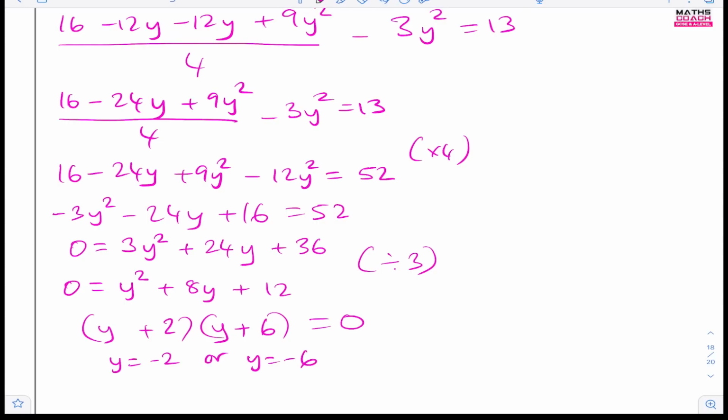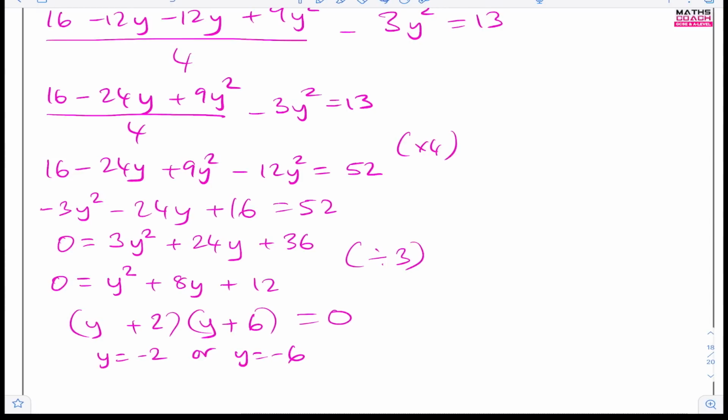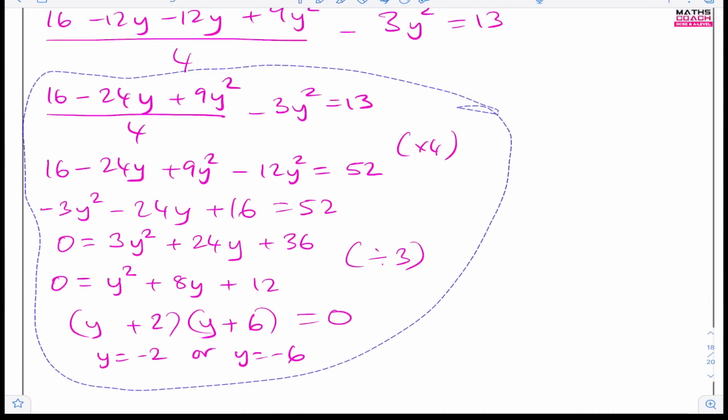All I have to do now is go and find my values of x. So what I'm going to do is I'm just going to reduce the size here so I can have more working space.